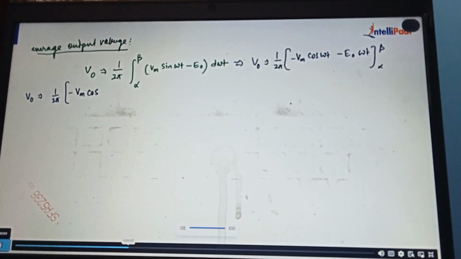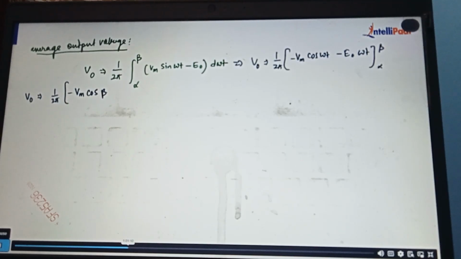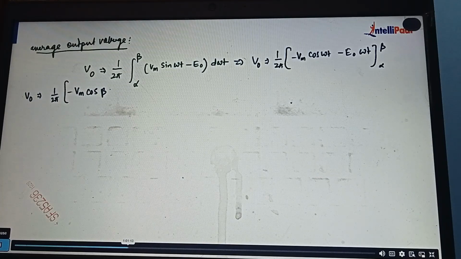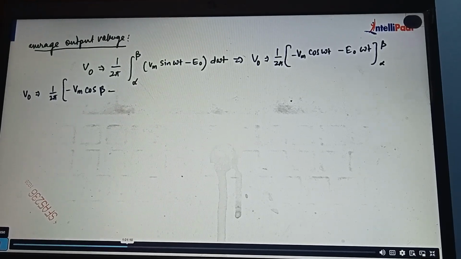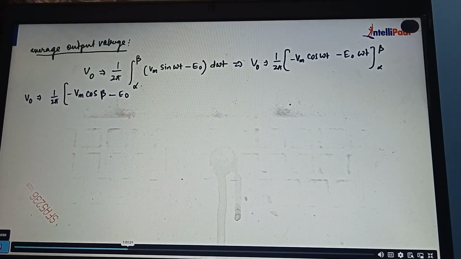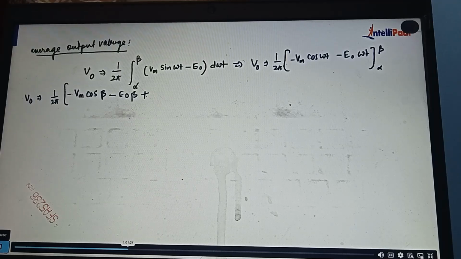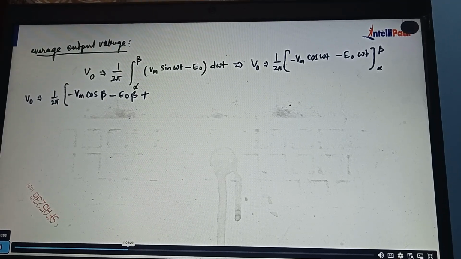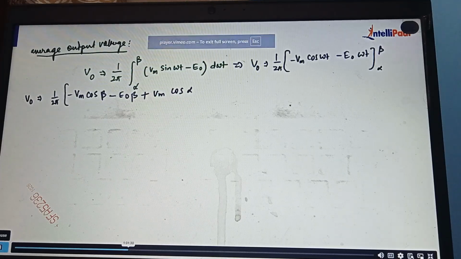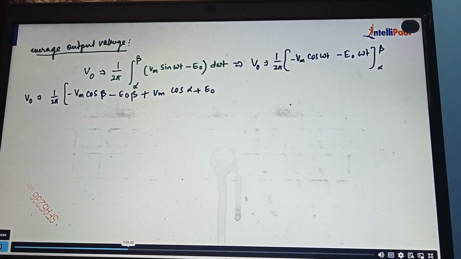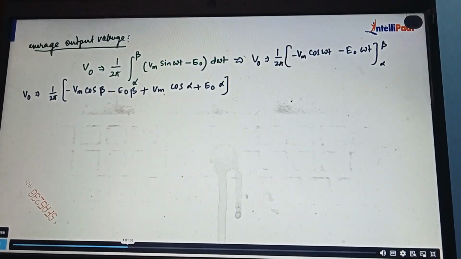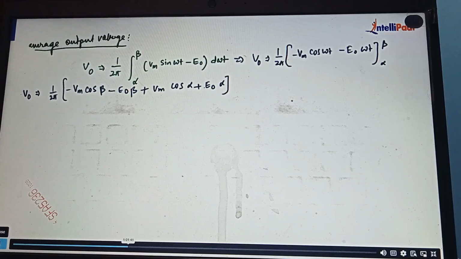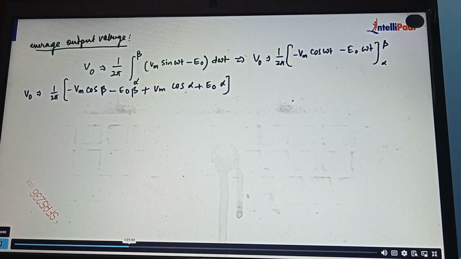Minus Vm cos beta first. Replace this omega t by this beta. So we have Vm cos beta minus E naught beta, and then minus minus will become plus. Put the value of alpha. So alpha plus E naught alpha, if I'm not wrong. So this would become plus E naught beta, and these two values will become E naught alpha.